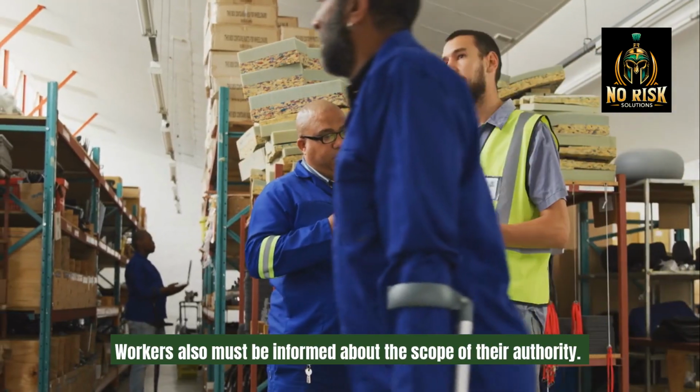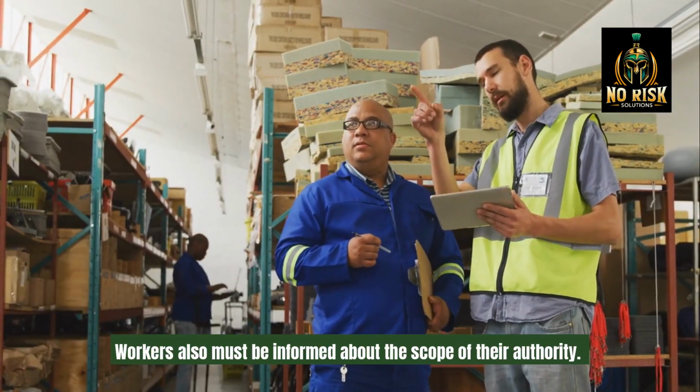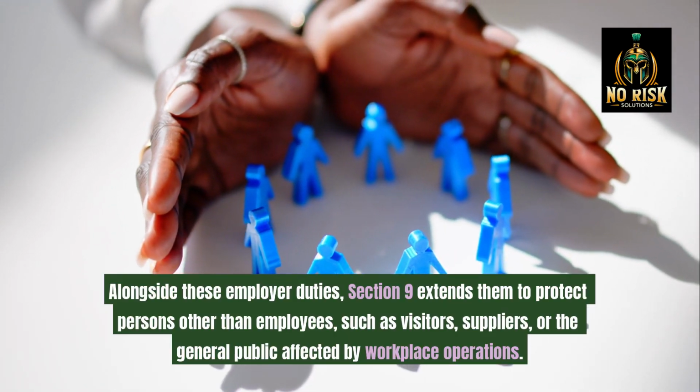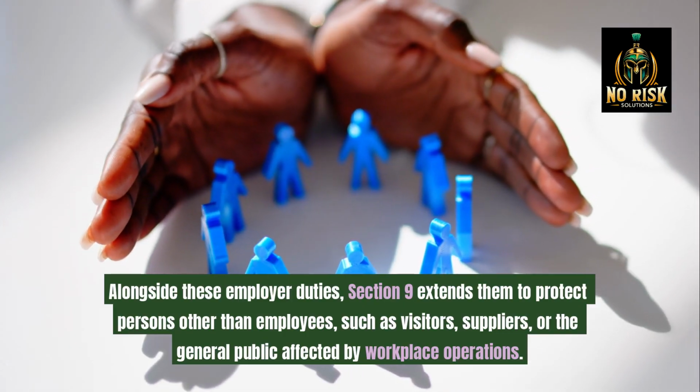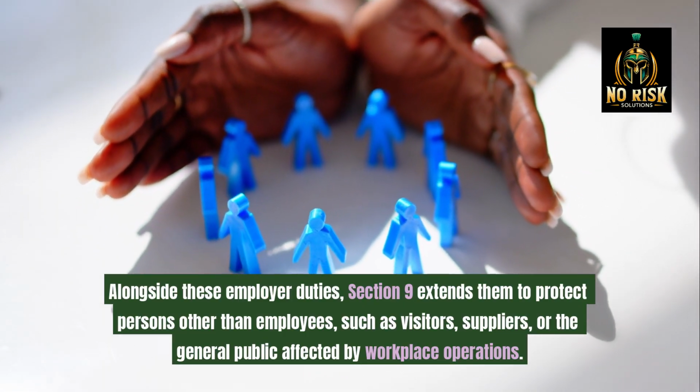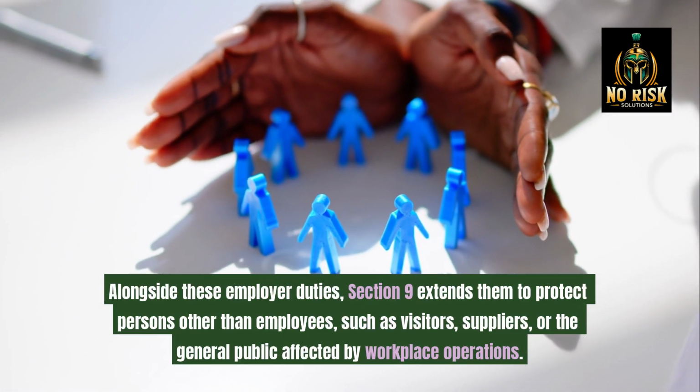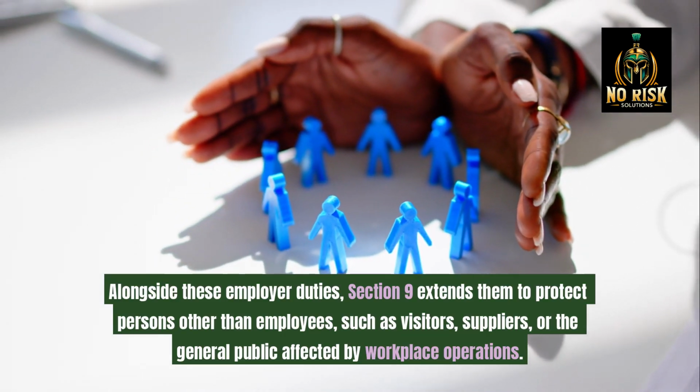Workers also must be informed about the scope of their authority. Alongside these employer duties, Section 9 extends them to protect persons other than employees, such as visitors, suppliers, or the general public affected by workplace operations.